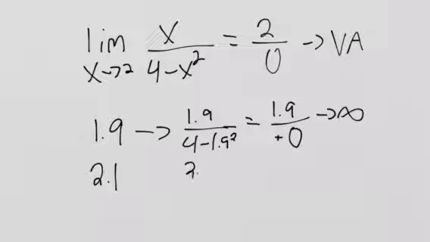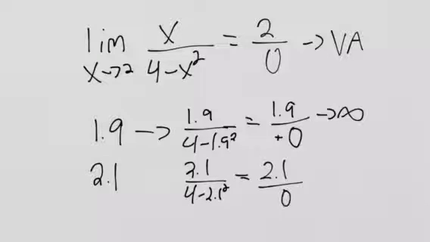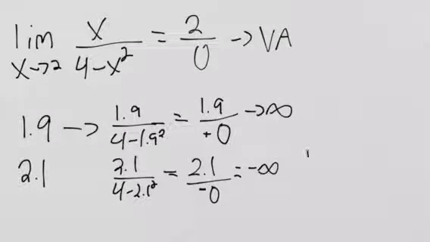If we plug in 2.1, 4 minus 2.1 squared is going to be 2.1 over 0, and it's going to be negative because this is bigger than 2. So 2.1 squared is bigger than 4. So if we divide by a negative number close to 0, that's negative infinity. So we say this limit does not exist.